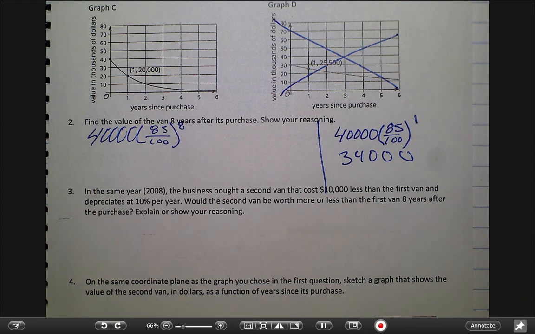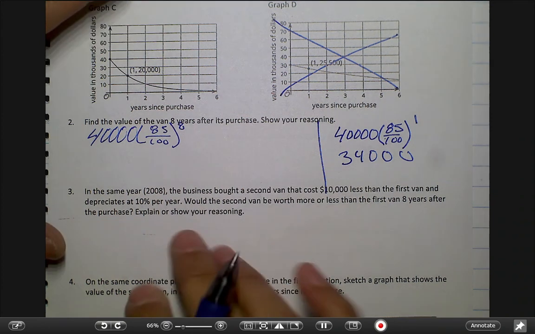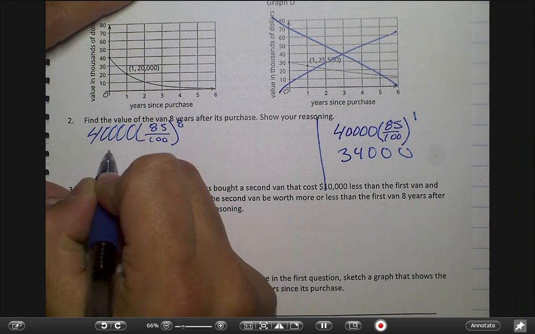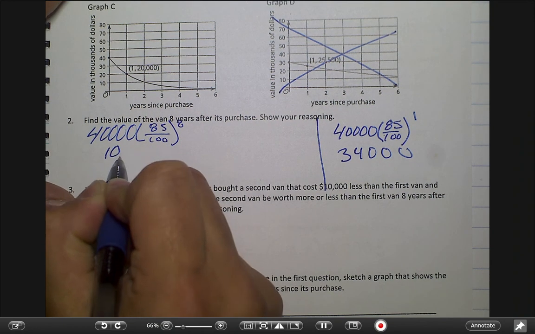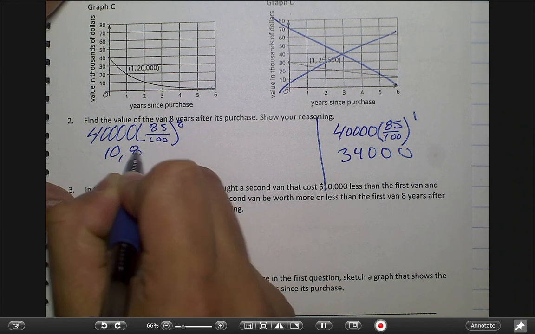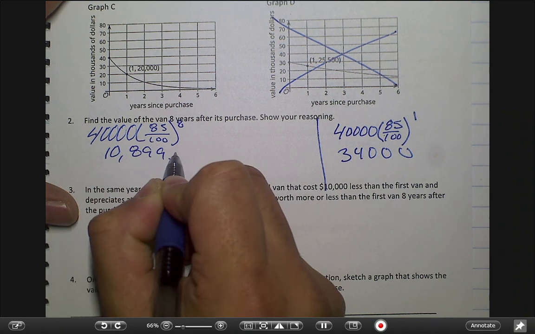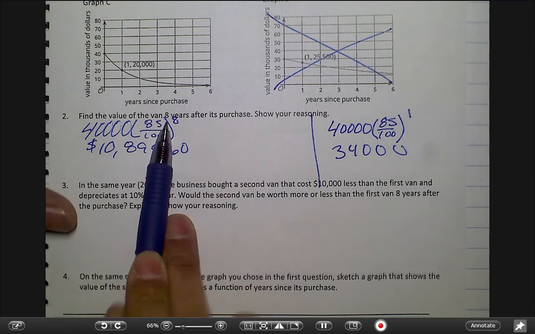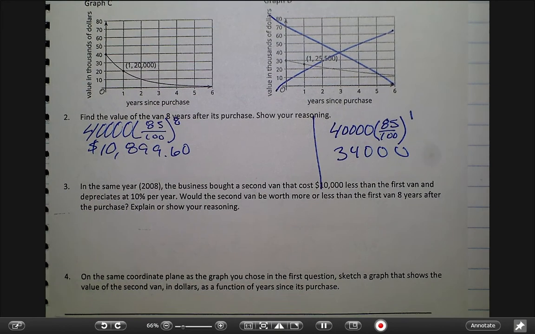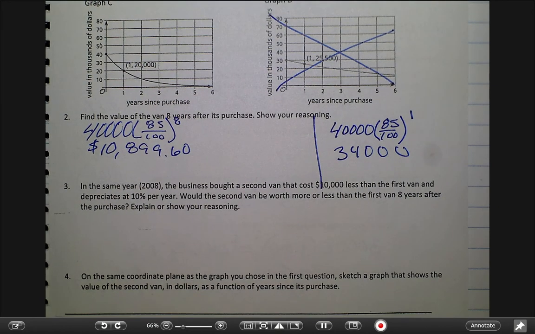All right. So you guys should all have the answer of, what's my answer? 10,000. 99. So after 8 years, it is now worth $10,000. So that's not very good, is it?